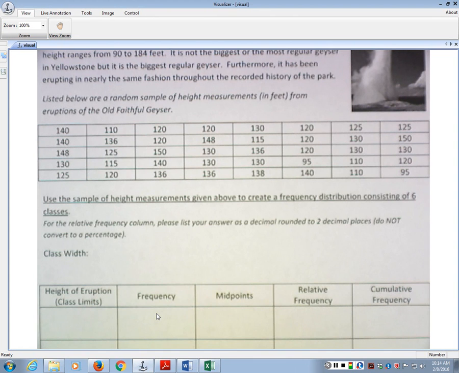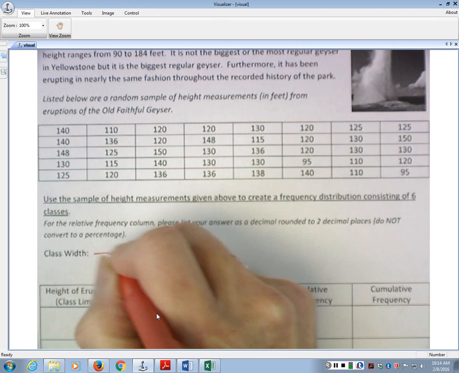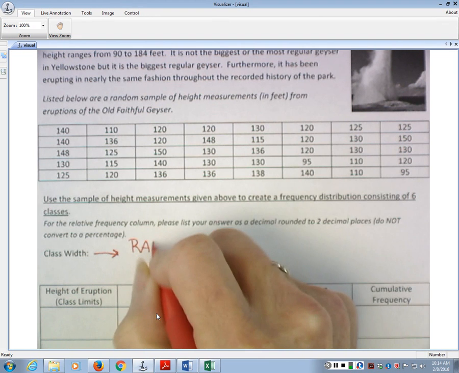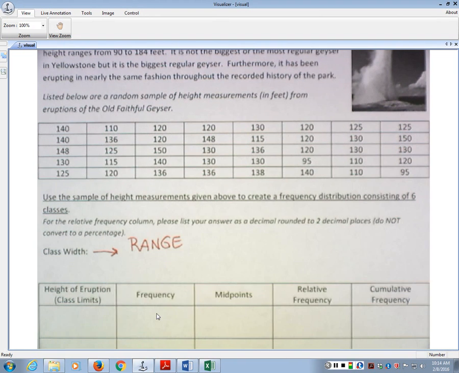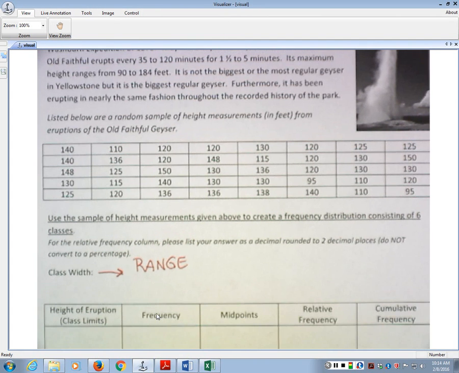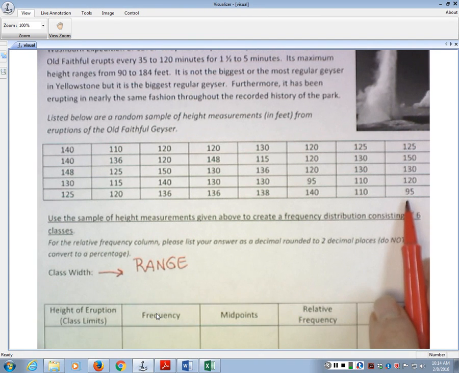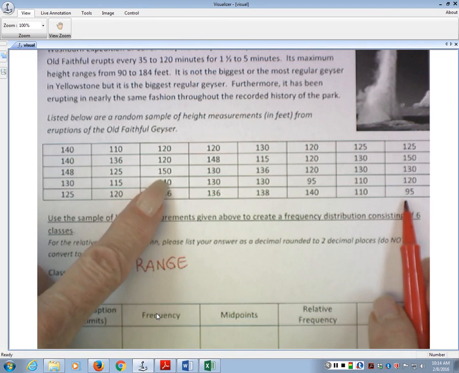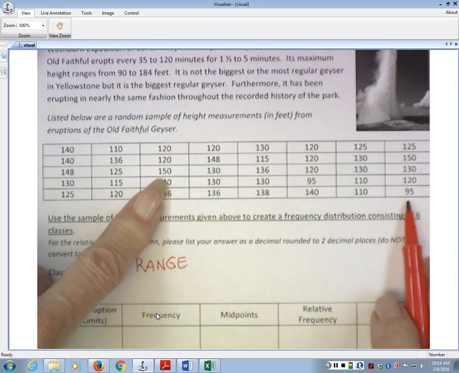And for class width, we need first to find the range, which means how far it is between the lowest measurement and the highest measurement. So if you look at the data, it looks to me like the lowest measurement is 95. And maybe the highest is 150. Does anybody see anything higher than 150 here? If you're not sure, you can put it in Excel or your calculator and sort it from lowest to highest. But I'm pretty sure that that's right. It goes from 95 to 150. Great.